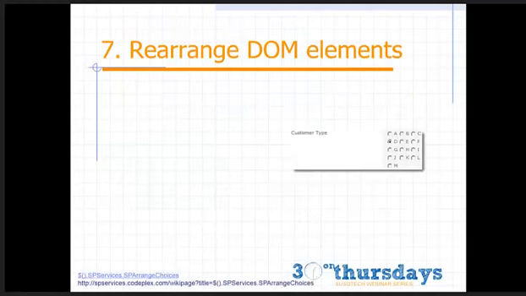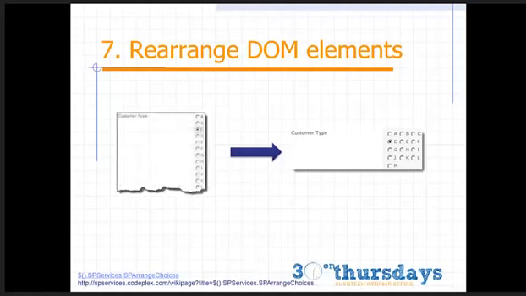Number 8, oh, this one went backwards. Rearrange DOM elements. We start with what is on the left there with the customer type, and a sort of big pile of options there.